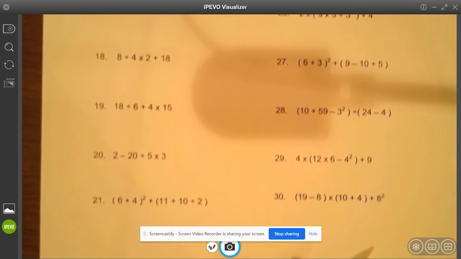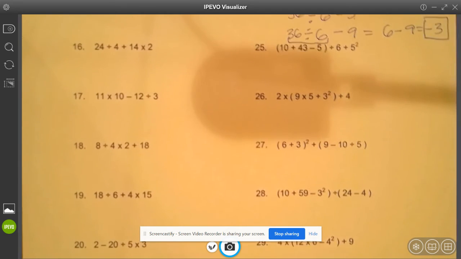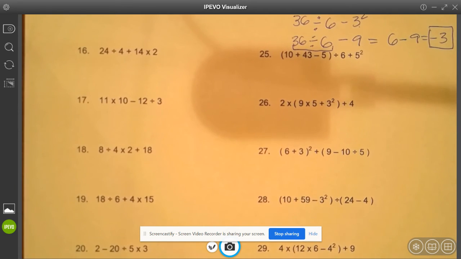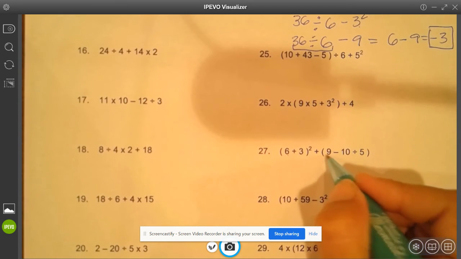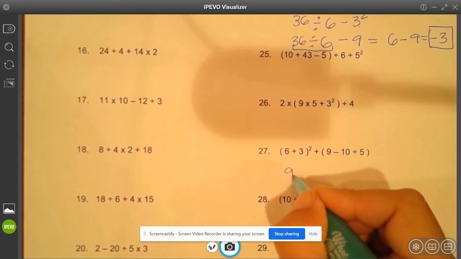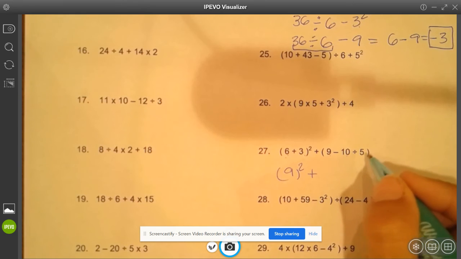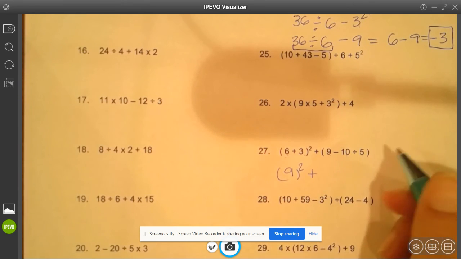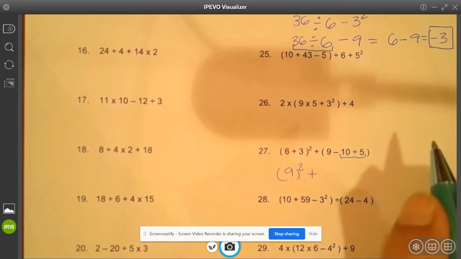All right, so I'm gonna assign you some of these questions. Please remember, if you have questions, let me know. Let's do number 27 before we go. All right, so over here, so we have that plus that first, inside the parentheses first, and then we solve for the middle. So that is 9 to the second power plus, that's minus 1 divided by 5, right? No, we do this first. Oops, that was my mistake.